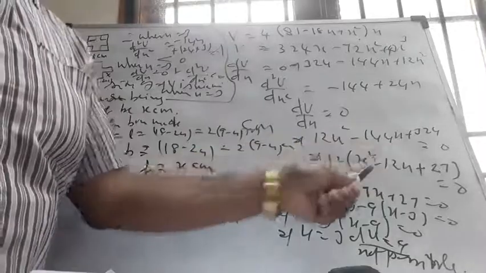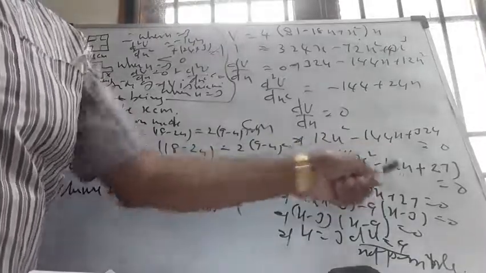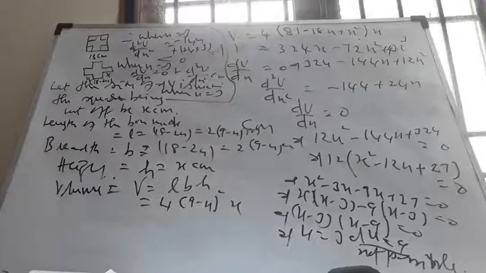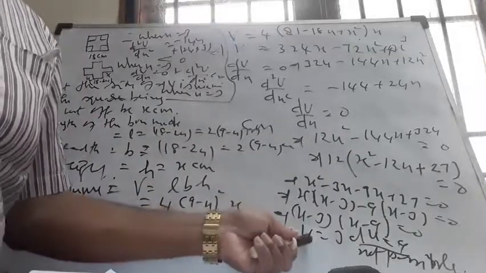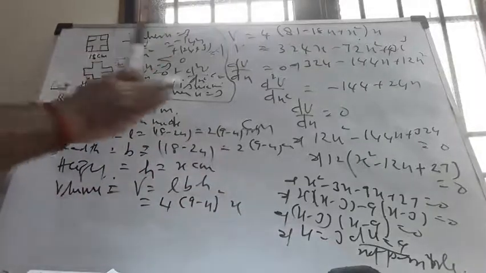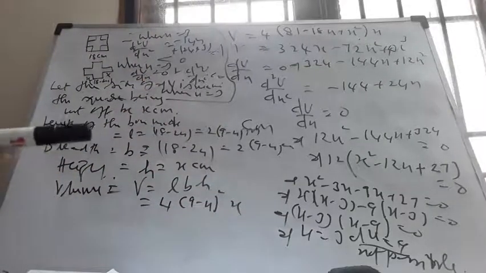I will take 12 as common here. x square minus 12, 12s are 144, and 12 into 27 becomes 324. Therefore I can split the middle term. After splitting the middle term, I get x is 3 or x is 9. But x equal to 9 is ruled out because when x is 9, it's made into two equal pieces, which is of no use. Such a situation won't arise at all.